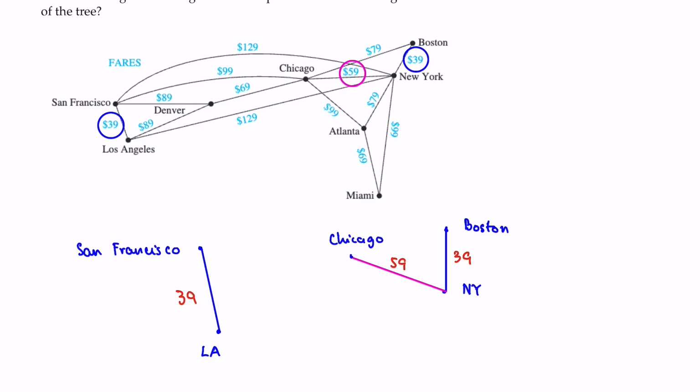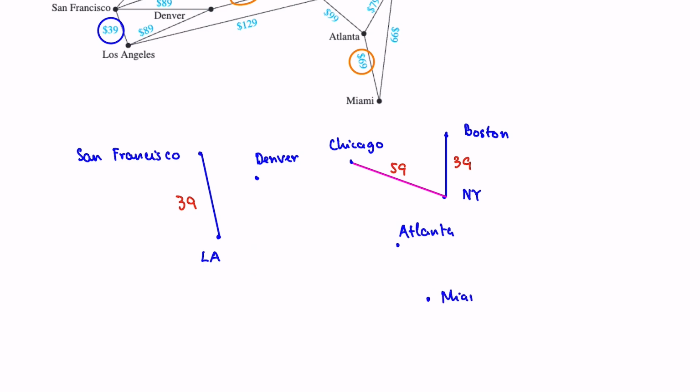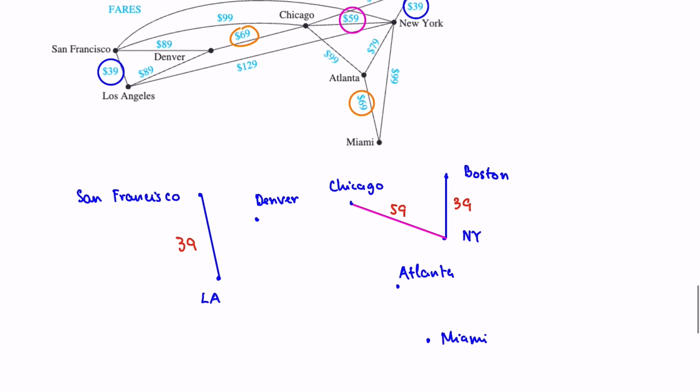Now the next cheapest value is going to be $69. I have here going from Atlanta to Miami, and going from Denver to Chicago, and vice versa. So I have Denver here, and I have Atlanta, and here is Miami. So the connection going from Denver to Chicago is going to be $69. The connection going from Atlanta to Miami is also going to be $69.